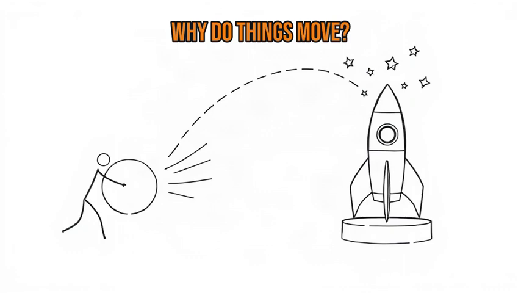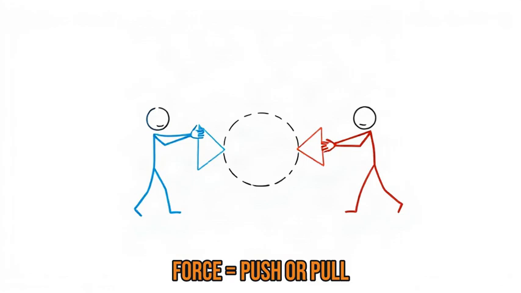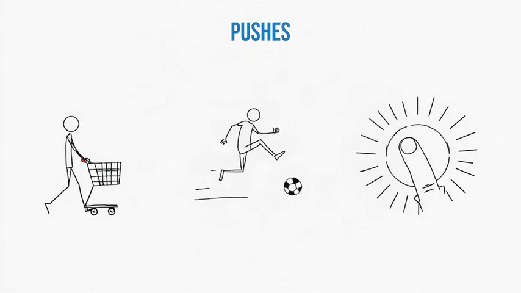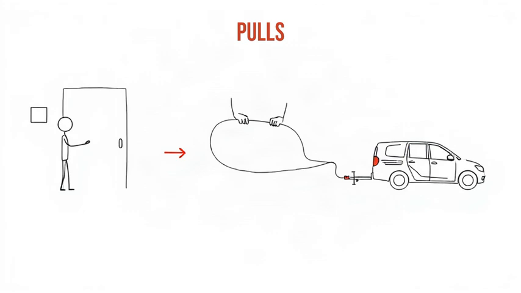Ever wondered why a ball stops rolling or why a rocket blasts off the ground? The answer is forces. A force is simply a push or a pull acting on an object. Pushing a shopping trolley, kicking a football and pressing a button are all pushes. Pulling open a door, stretching an elastic band and towing a caravan are all pulls.